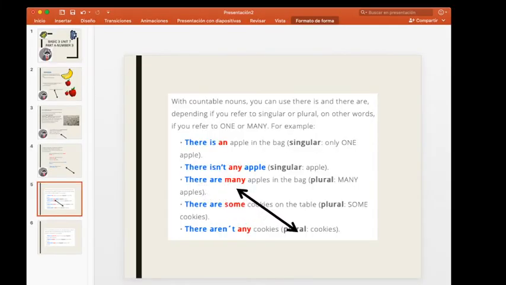It's supporting the idea of isn't. There are many apples in the bag. Many means plural. Many apples. How many? I don't know. Maybe two, maybe three, maybe 1,000, etc. There are some cookies on the table. Plural. Some, for example, maybe two cookies, something like that. There aren't any cookies. Okay? It's used as plural. Okay? There is no problem.